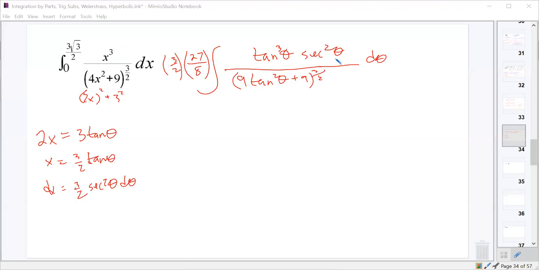Okay, cool. The last thing we have to do is figure out our new limits of integration. So x was 0. If x is 0, we end up with tangent theta equals 0. So what would theta be?